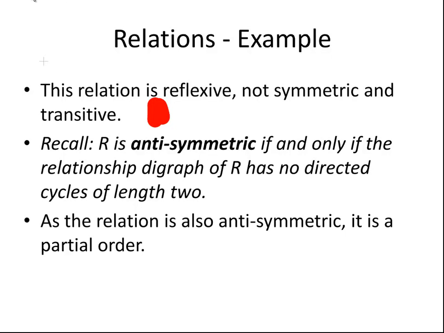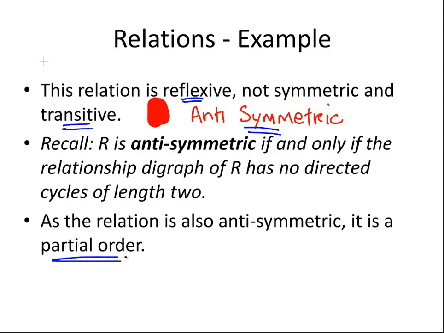That the relationship is antisymmetric also. So, as the relationship is also antisymmetric, let's go through that again. It is reflexive, it's antisymmetric, and it's transitive. That means it is a partial order. So, that ends our presentation.